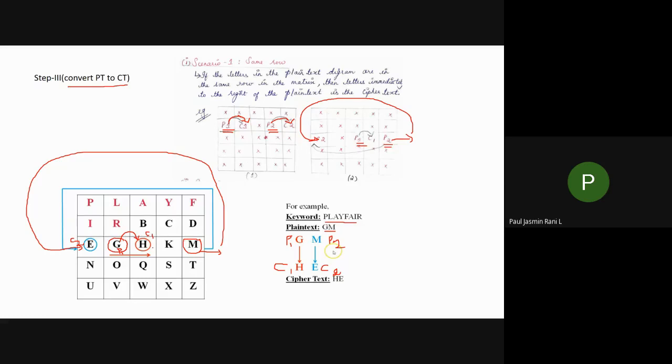For GM, first you have to see in your matrix whether it lies on the same row. If it is on the same row, then you have to follow this rule. If it is the same row, it means G and M lie on the same row. So this is the same row it's lying. Then you have to take the ciphertext of G next to this plain text P1. This is how you have to take your C1 and C2.